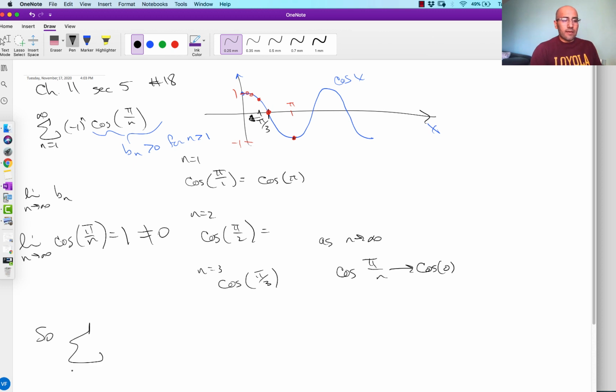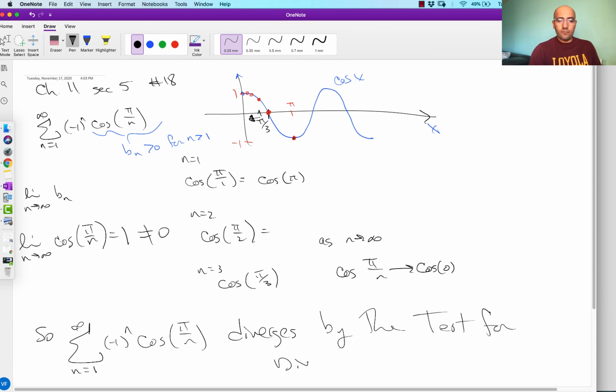So the series as n goes from 1 to infinity of negative 1 to the nth power cosine of pi over n diverges by the test for divergence. Okay, that should be enough to get you started on your homework.